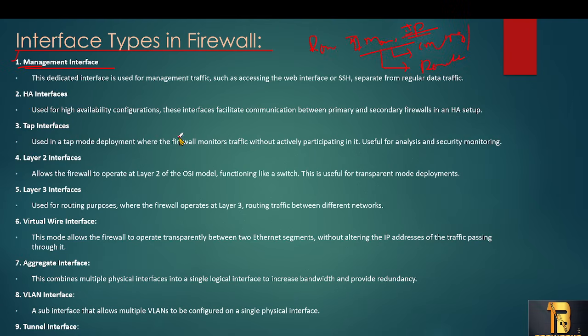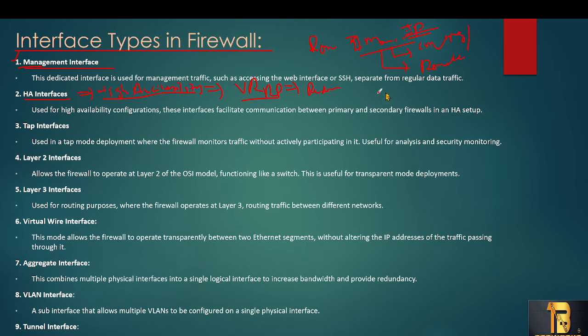Next we will have an HA interface. These HA interfaces are mostly used in high availability. I think some of you know about high availability and some don't, but most of you know VRRP, right? Why will VRRP be used? For a redundant gateway, we are using VRRP. In the same way, in Palo Alto, we use high availability for a redundant gateway.